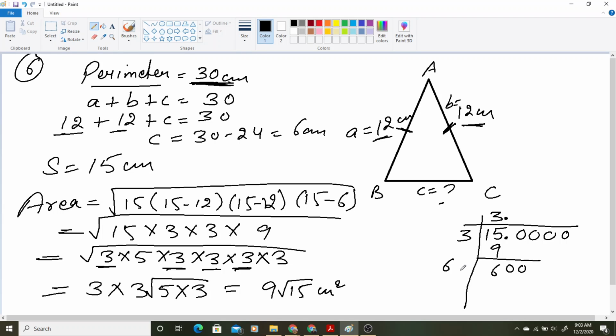9 9s, no, on 9 it will not go. 8 8s 64. Okay, we can go on 8. 8 8s 64. See, the same number we have to put. The same number we will be putting here and here. So 8 8s 64, 6 carry. 8 6s 48. 48 plus 6, it will be 54. So 10 minus 4, it will be 6, and 9 minus 4, it will be 5.